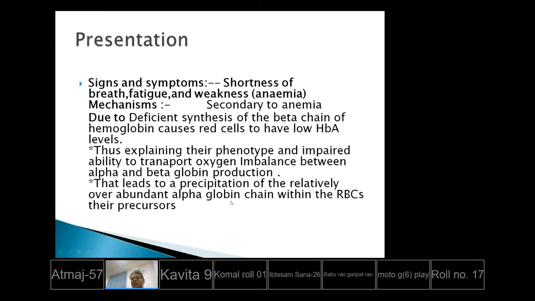If there is less production of beta chain, the coupling of alpha and beta chain is imbalanced. So there is excess of alpha chain. That forms the inclusion body within the RBC and their precursors.